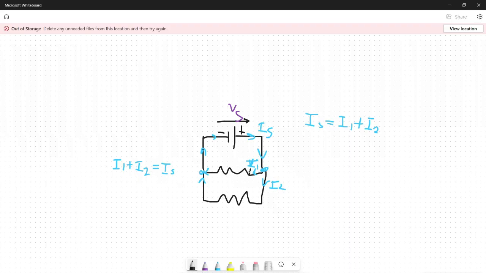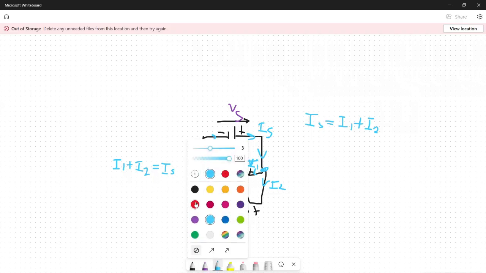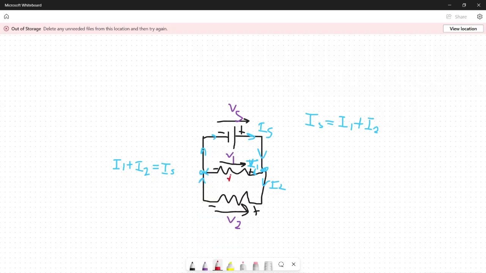And now this current will once again cause voltage drops across the components. Well, that's supposed to be a minus. This creates a voltage drop. Actually, there we go. This creates V2 and V1. And if I replace this with red, I can put R1 and R2.